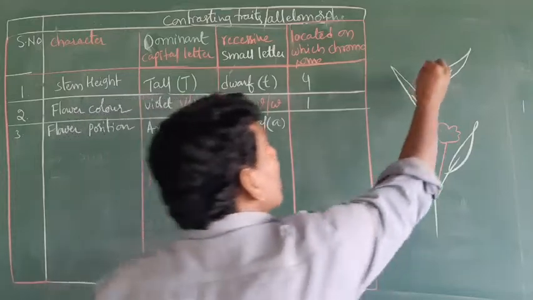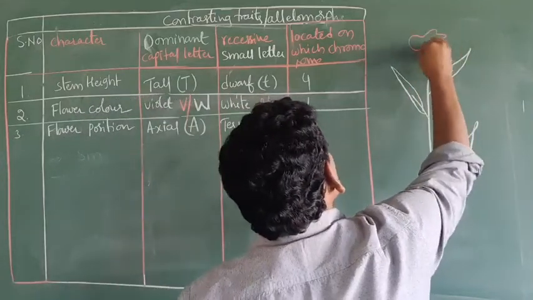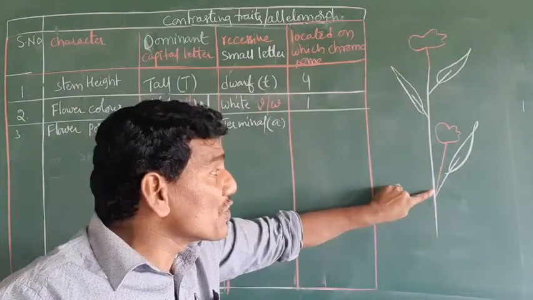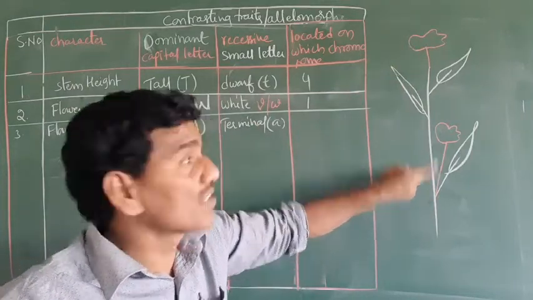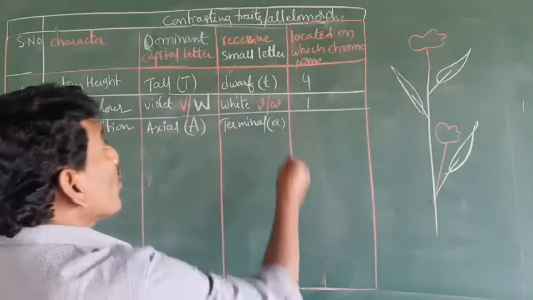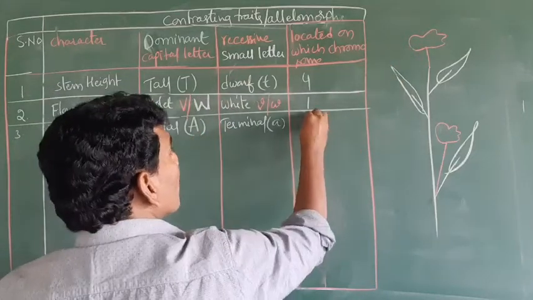Next, the flowers are developed at the terminal position. This is called terminal. Flower position: axillary is dominant, terminal is recessive. Located on which chromosome? Fourth chromosome.